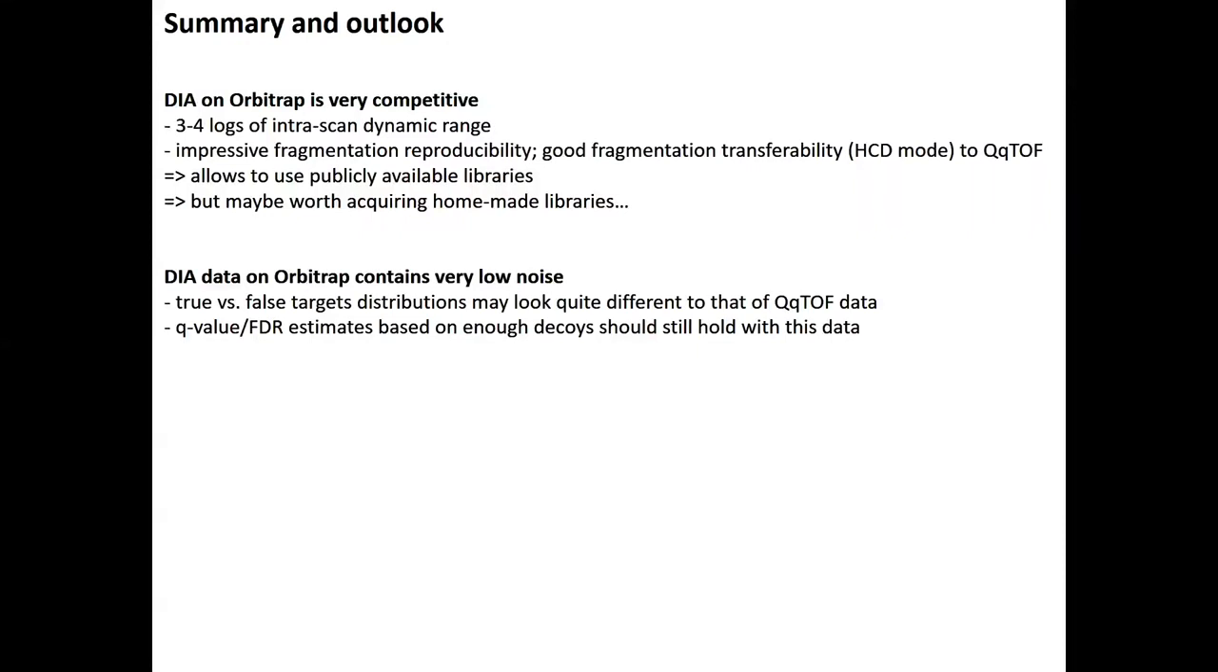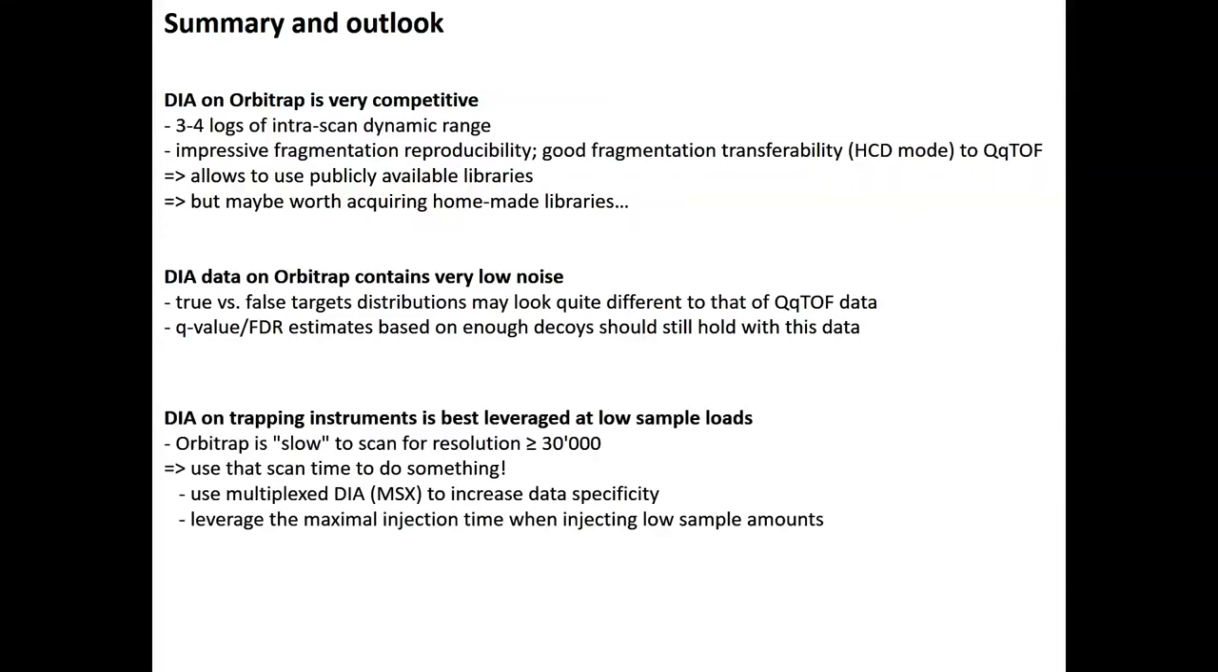The DIA data on Orbitraps contains very low noise, as I showed you. It affects the true and false target distribution, which will look very different from Q-TOF data, so don't be confused when you start to see this data. It's just that Orbitrap data intrinsically contains a lot less noise. We believe that the Q-value and FDR estimates still hold very well for this type of data, and that you can still use most of the models that we have published on TOF data as well.